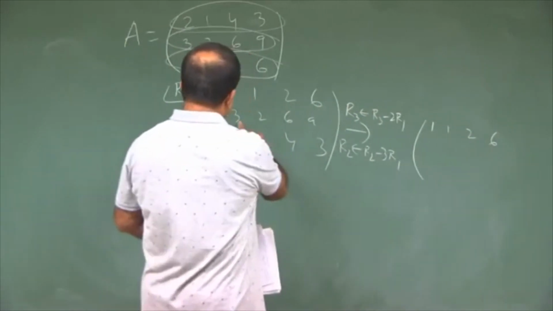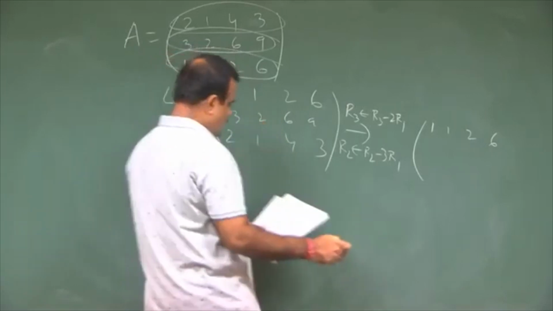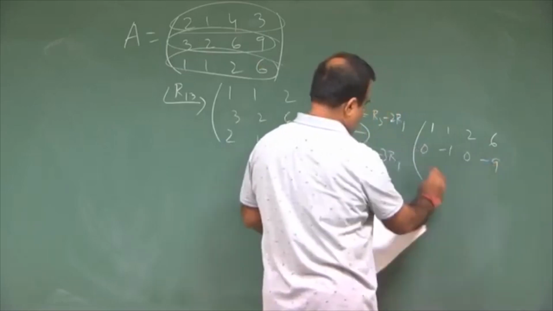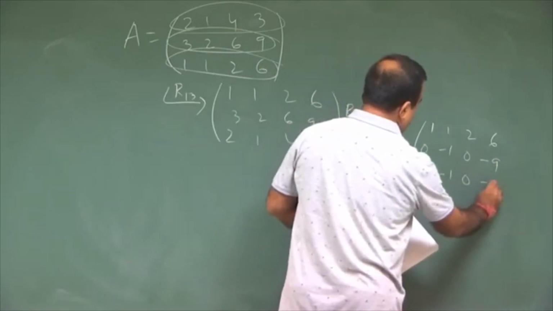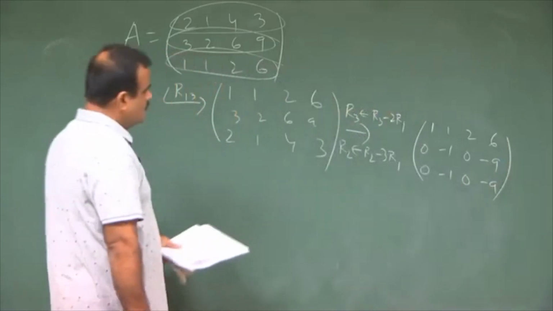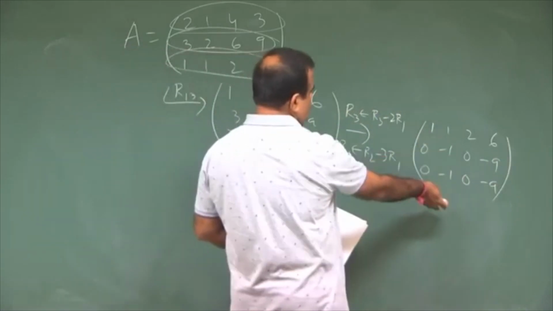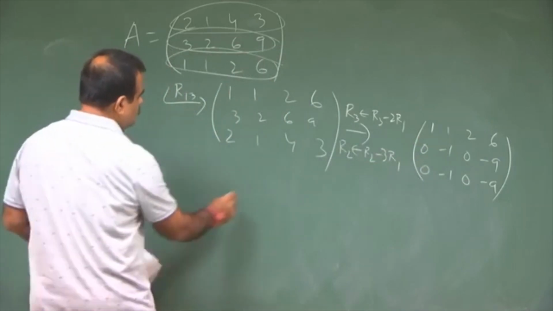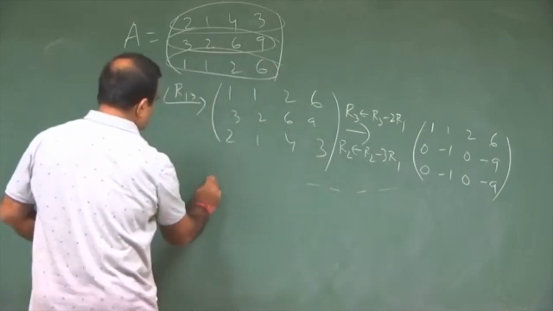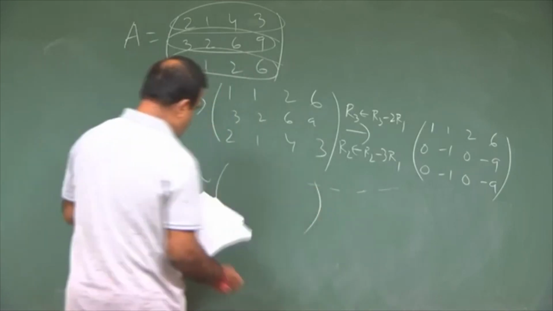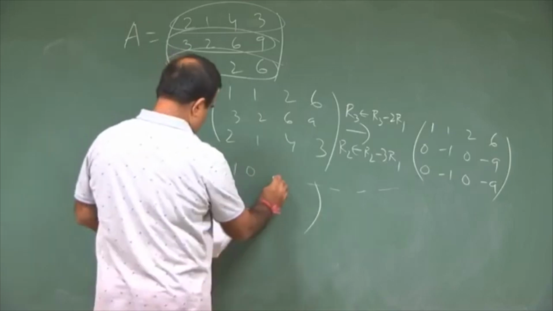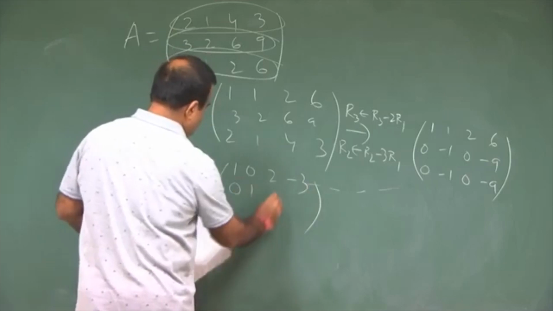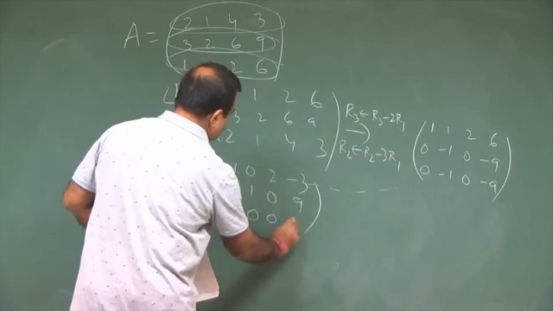So, this will become 0, this is 3. So, minus 1. So, 0 minus 1, 0 minus 9, similarly 0 minus 1, 0 minus 9. Okay. So, now these two are identical. So, we can just add these two and we get... So, finally, if we keep on applying this, the row reduced echelon form is 1 0 2 minus 3, 0 1 0 9, 0 0 0 0.